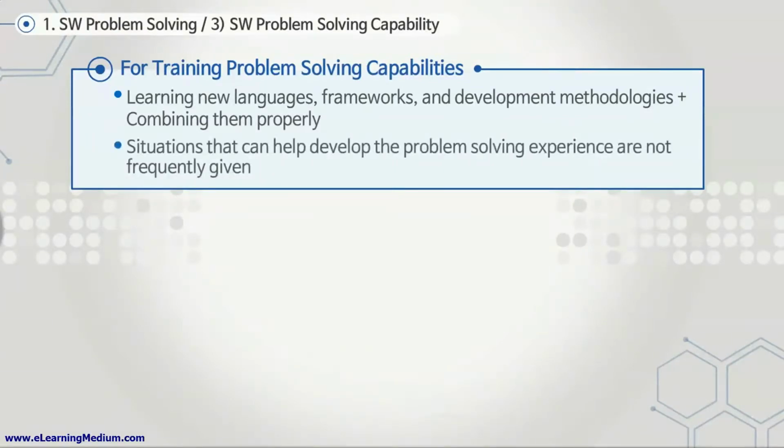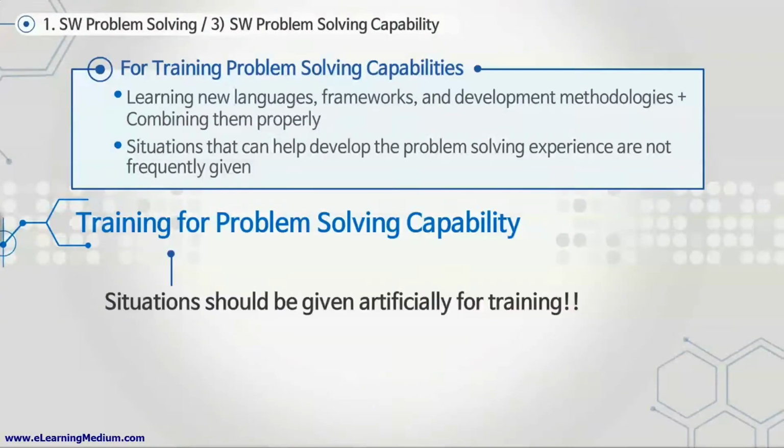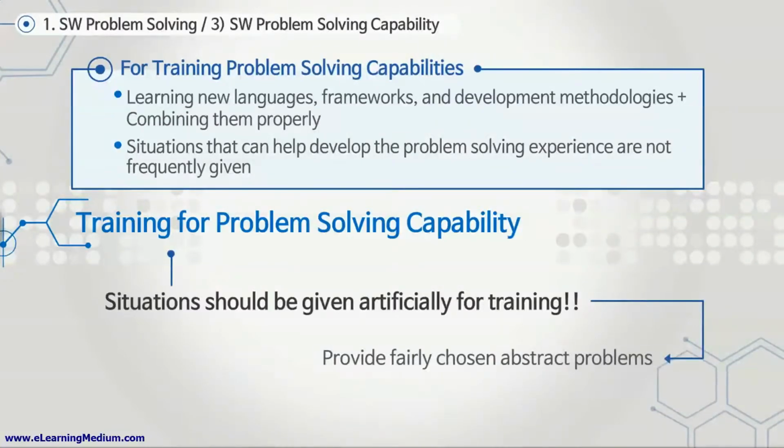It is vaguely guessed that the capability will be improved with experiences. However, the situations that can help develop the problem-solving experience are not frequently given, and it is not easy to develop the capabilities in that situation. So, the situations should be given artificially for training. Training for developing the capability of problem-solving is needed by providing fairly chosen abstract problems and solving the problems.